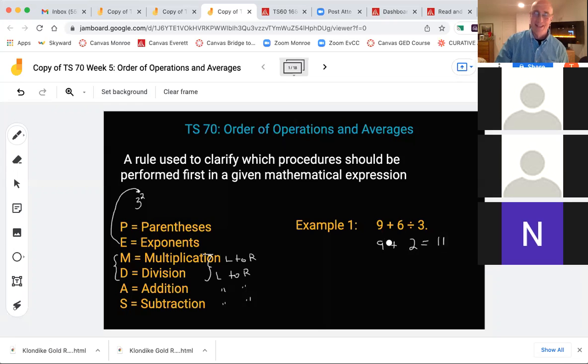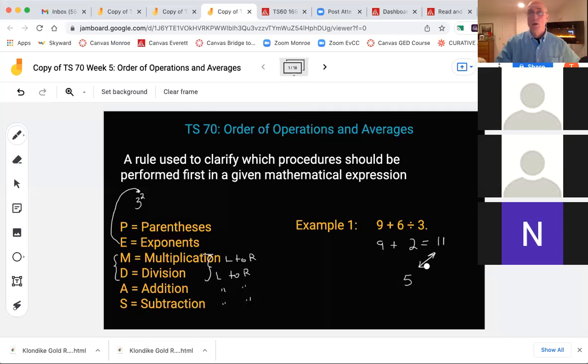What if I didn't follow that order? What if I went 9 plus 6 is 15, divided by 3? I would have gotten the answer 5. You see why that's important? If I just went straight across and didn't follow that division comes first, 9 plus 6 is 15 divided by 3 is 5. Look at the difference in the answers here, okay?